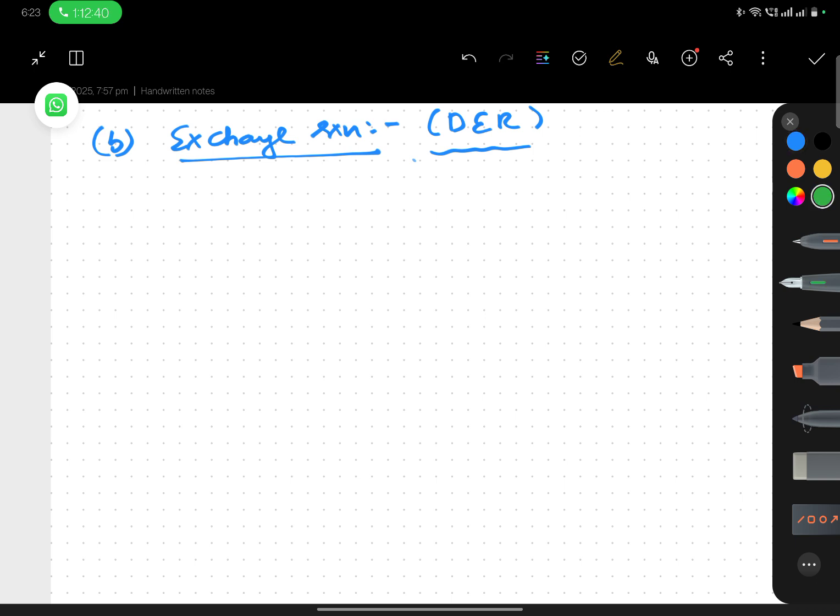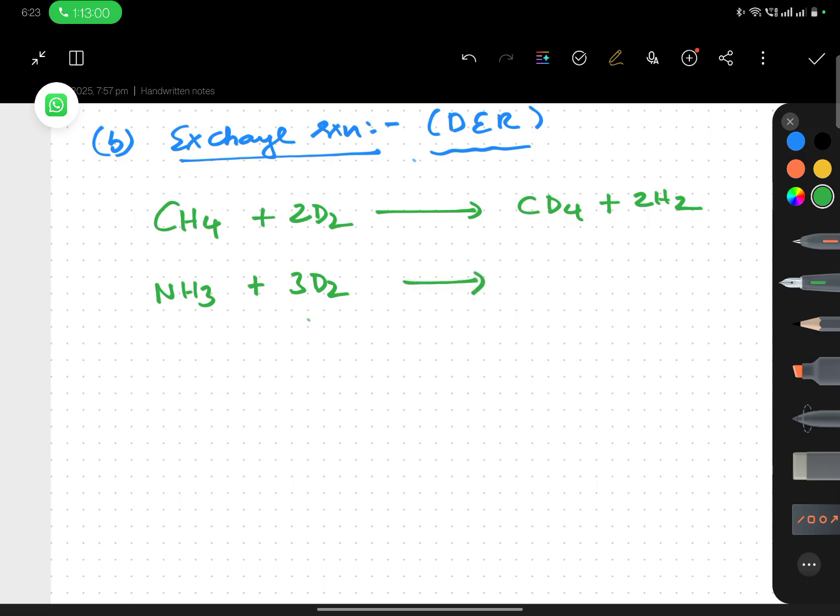Deuterium exchange reaction. Very good. Thank you. So you take methane and treat it with 2 moles of D2. What will happen? Methane becomes deuterated methane. You take ammonia, treat it with 3 D2. You'll get deuterated ammonia.